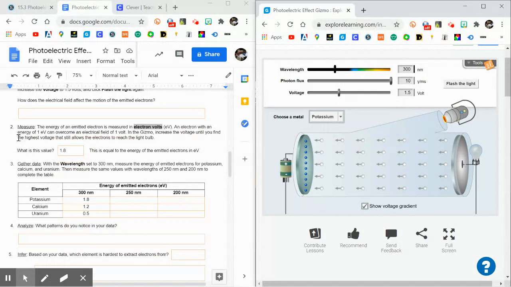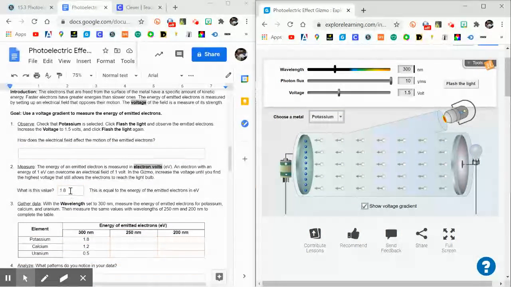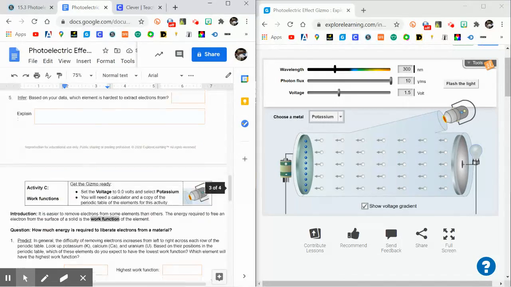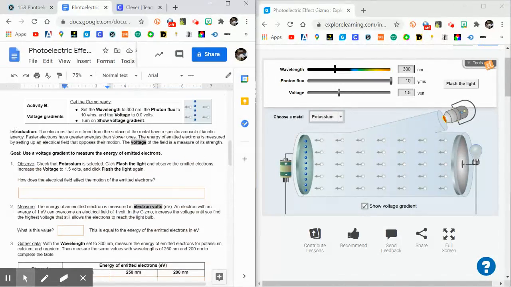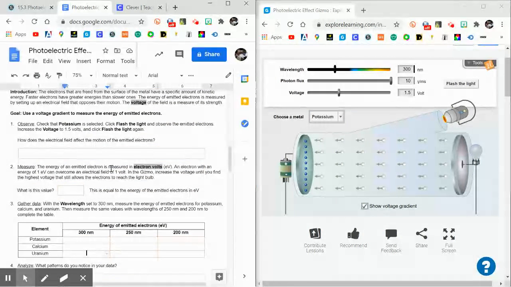Now we need to measure. Let me show you what I measured, how we measure that stuff. All right. It says the energy of an emitted electron is measured in electron volts. Electron volts, it's the energy that an electron has. An electron with an energy of 1 electron volt can overcome an electrical field of 1 volt.